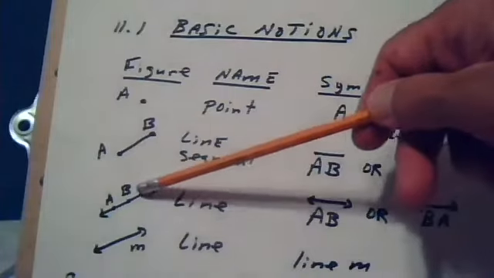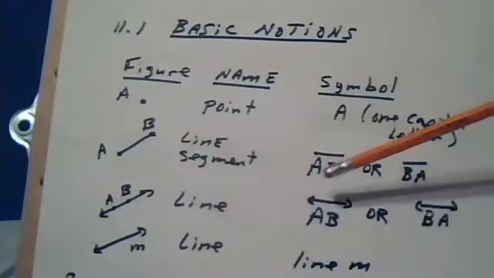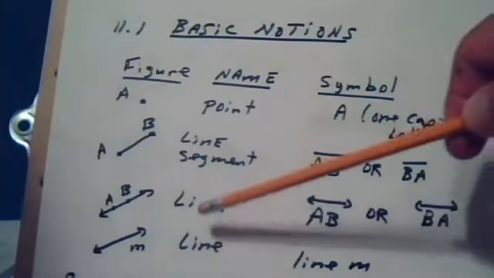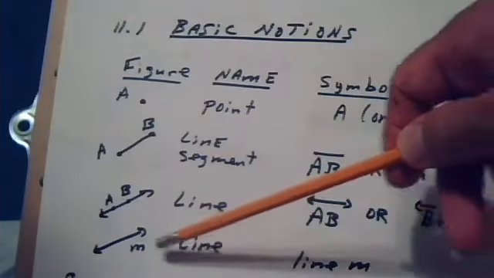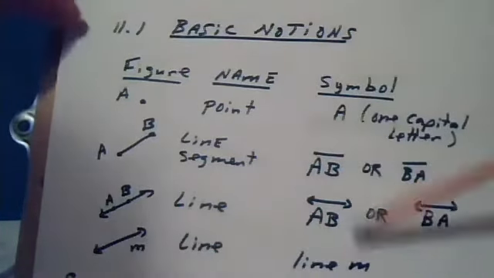Line, it has arrows at the end. Notice again, we use 2 points to name a line. Line AB or line BA. Or you can name a line with just one lowercase letter. This is line M. Line M.